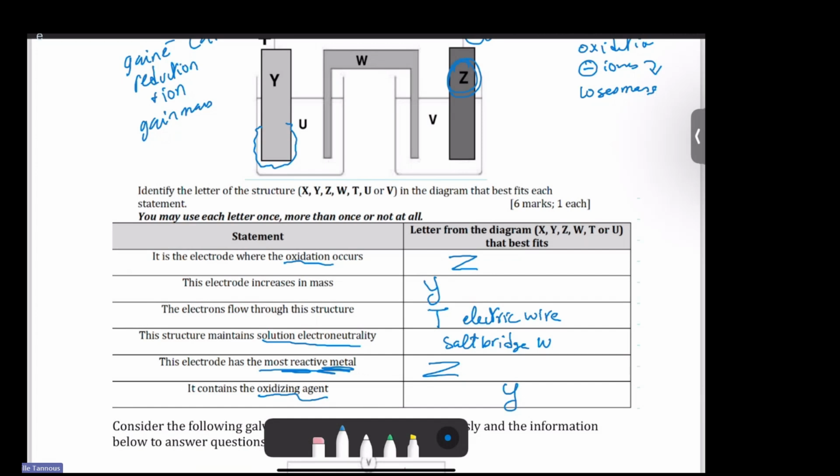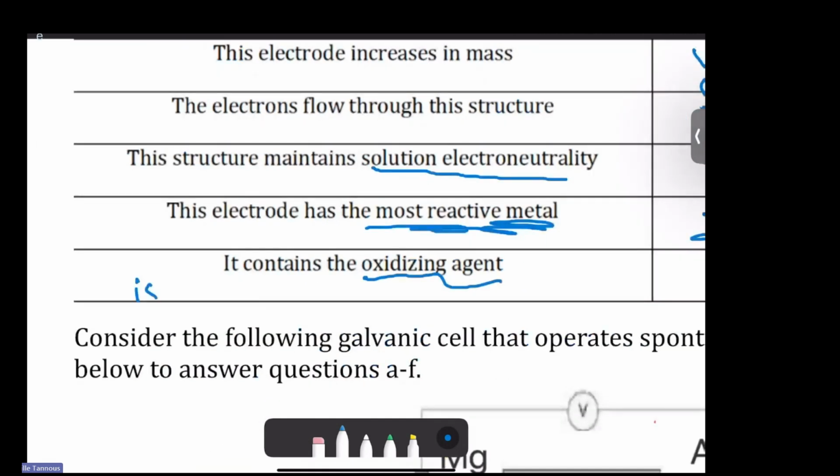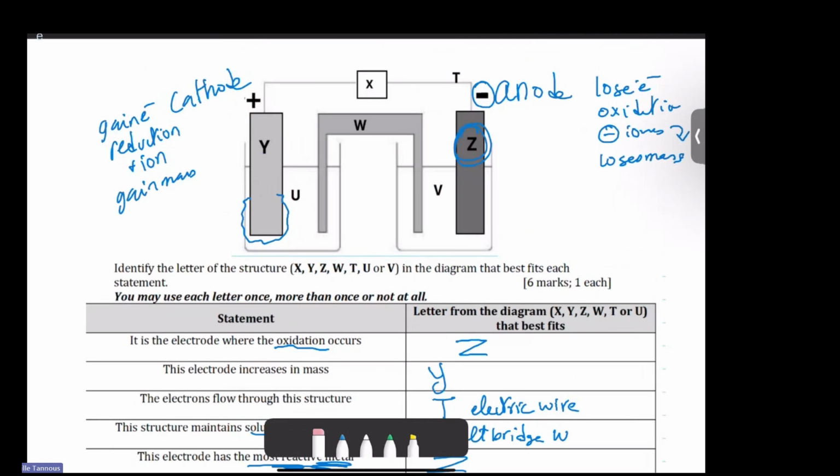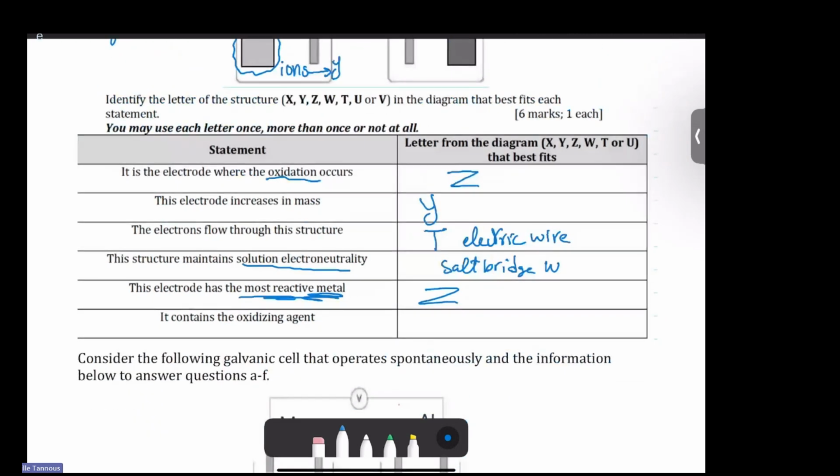Wait. Why is the oxidizing agent... Wait. Let me just clarify this one because I answered wrong. So here I have the ions in this solution that are going to get reduced in order to give me more Y metal. So the ions are the oxidizing agent, and the one that contains these ions is U. Now it's right.